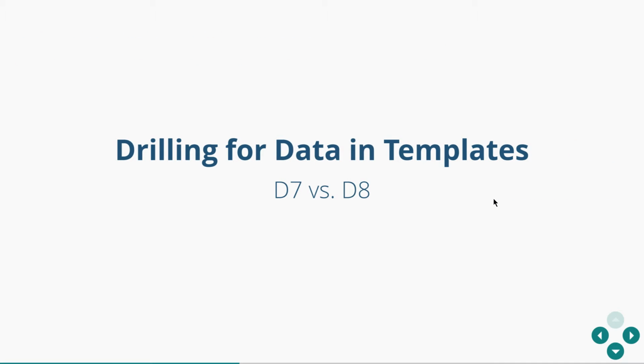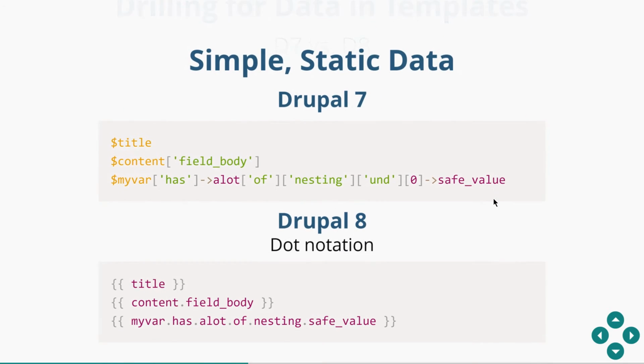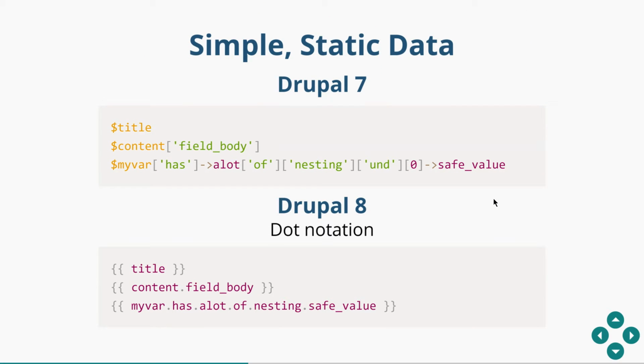So, drilling for data in templates. I stole this one from Morton, I believe. I can't keep track of who I stole everything from, but if you have simple static data, something that's coming from Node or from something upstream, in Drupal 7 we're doing a PHP syntax, so you have $title, then you have arrays, so you have content field body, I only want to print that, and then there's all this ridiculous stuff, so it's like just digging through arrays and objects and arrays and objects, and then, oh, it's an undefined language because we're not using internationalization, so it's not set. So, obviously you're not supposed to do that in Drupal 7, but that was there, and it was annoying and terrible. Drupal 8, it just looks like this.